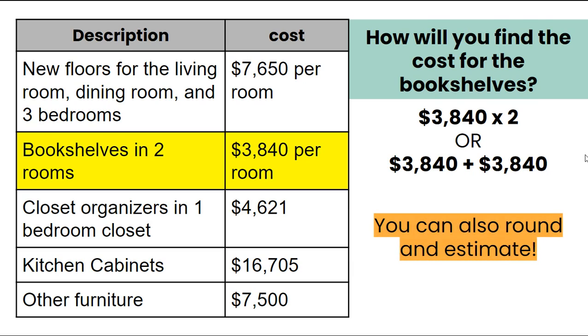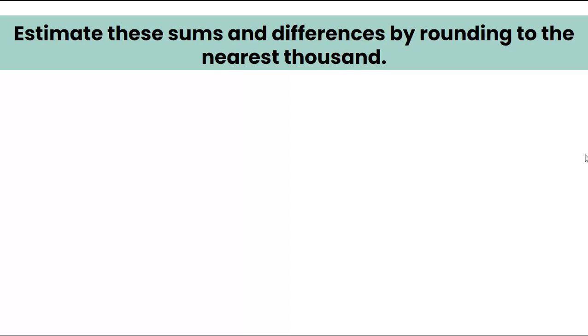Another option is to round and estimate. You could round 3,840 to the nearest thousand, which would be 4,000. Add those two together, and you'll get 8,000. It's not exact, but it's close. So we are going to estimate some sums and differences by rounding to the nearest thousand.